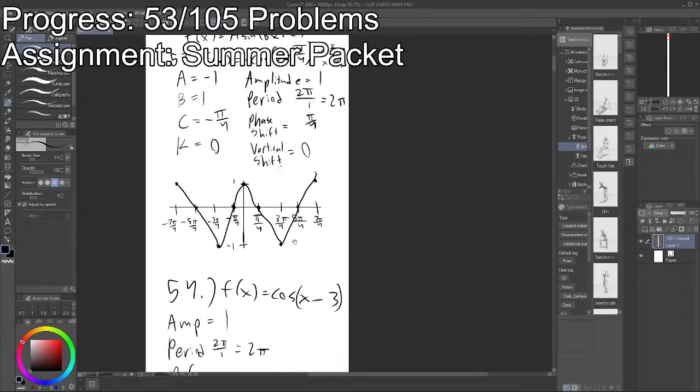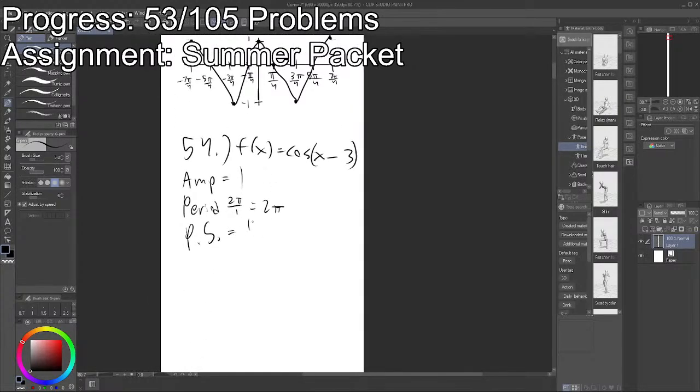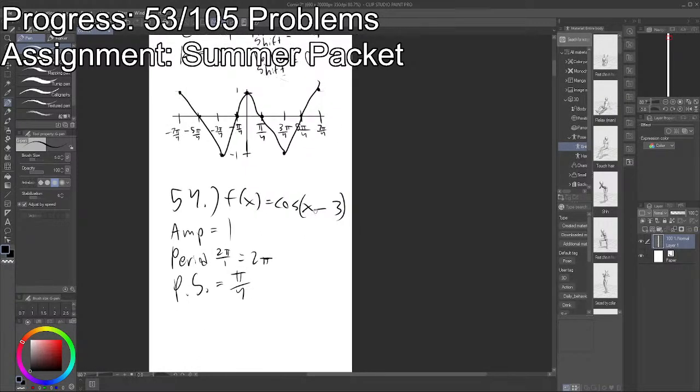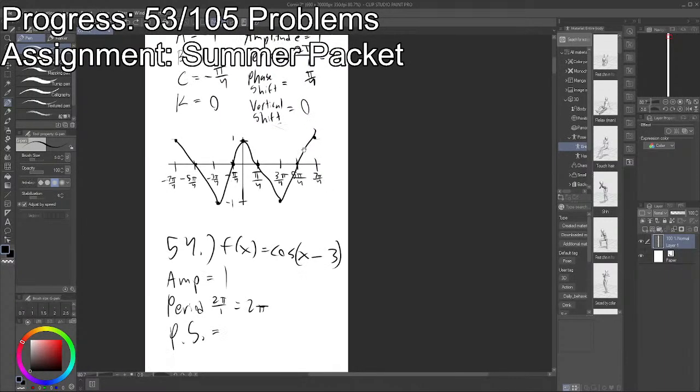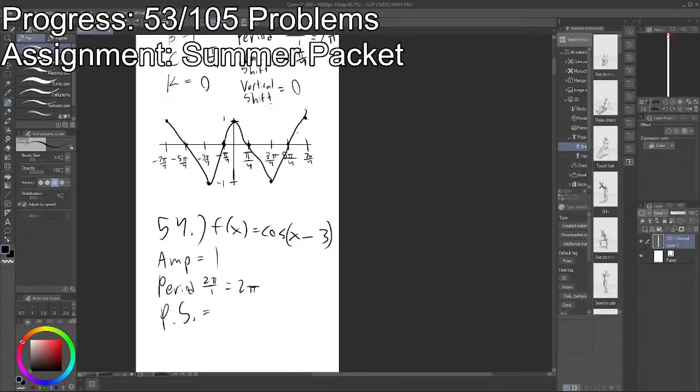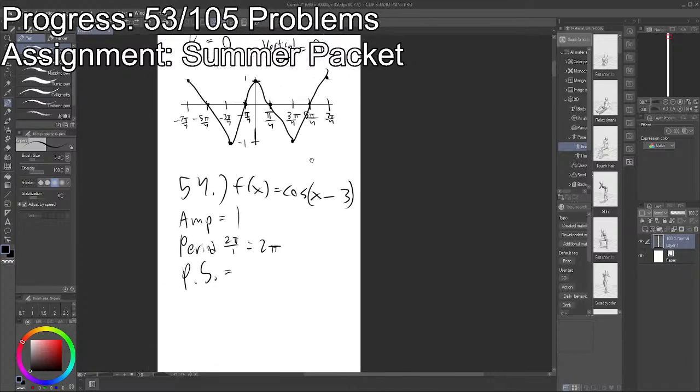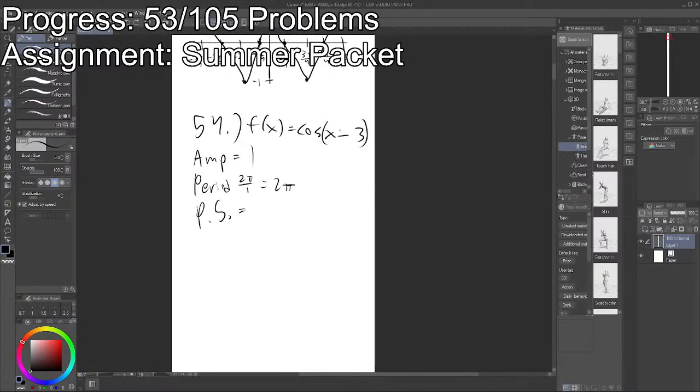Phase shift is pi over 4. Alright. No, it's not. That's the other one. Phase shift. Is this the one where you can just do x minus 3 equals 0? So 3. I'm gonna look that up again, because I wanna make sure I'm doing it right. Yeah, okay.